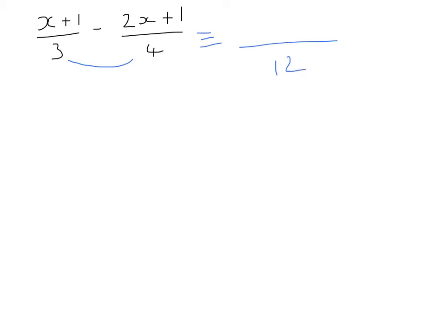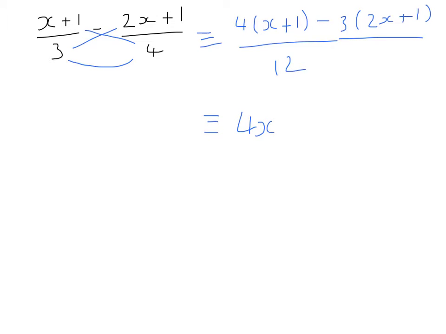3 times 4 is 12, and then we cross multiply. So we have 4 times by x plus 1, and then we're taking away 3 times by 2x plus 1. Going on to the next line, I want to expand both of these brackets because I might be able to simplify this top term. So let's have a look.